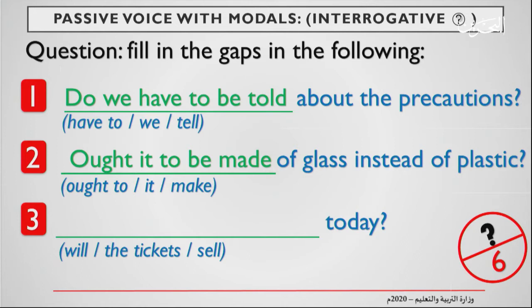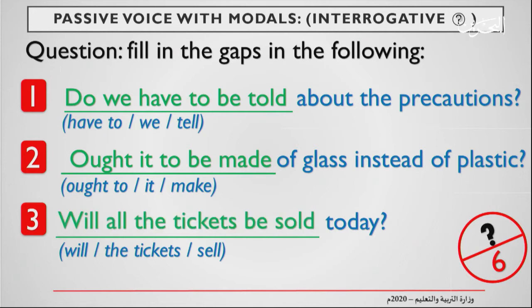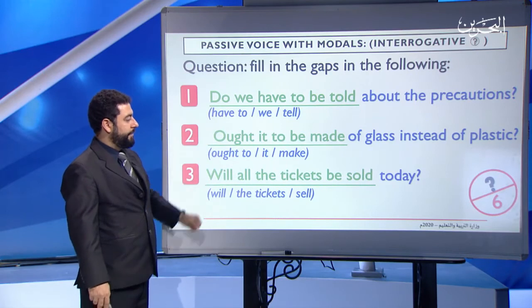Gap today, question mark. You have to use will, the tickets, and sell. 5 seconds. Okay, let's check the answer. The answer is, will all the tickets, okay, will the tickets or all the tickets be sold today? Be sold today. Now mark yourself of 6. That means 2 marks for each. And let's carry on.